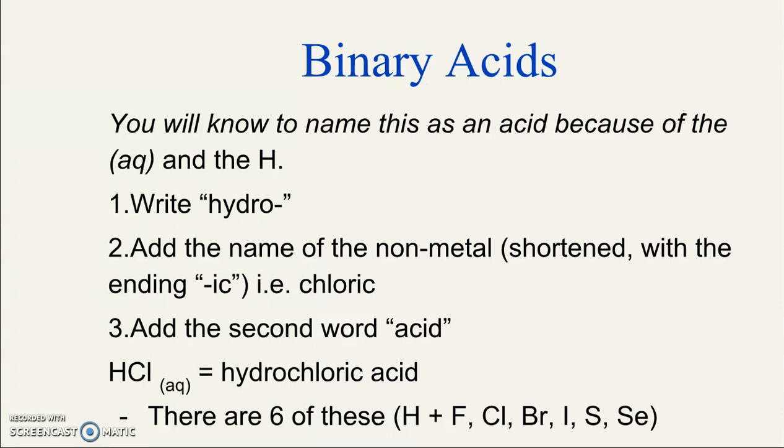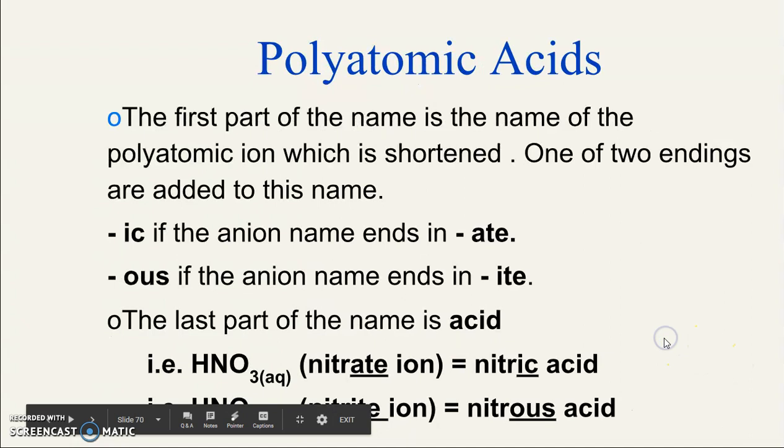You'll write hydro as a prefix to it, and then you'll add the name of the nonmetal shortened with the ending ic. So chloric or fluoric or bromic. And then your second word is acid. So like HCl with the aqueous behind it is hydrochloric acid. HF would be hydrofluoric acid. H2S would be hydrosulfuric acid. So these are binary. They're not going to be a polyatomic ion. It's just going to be hydrogen bonded to one of these 6 nonmetals.